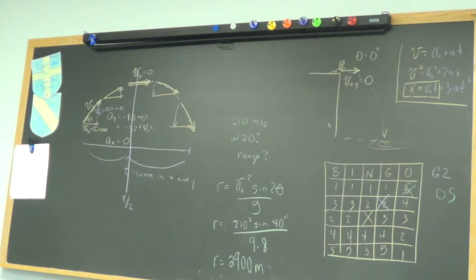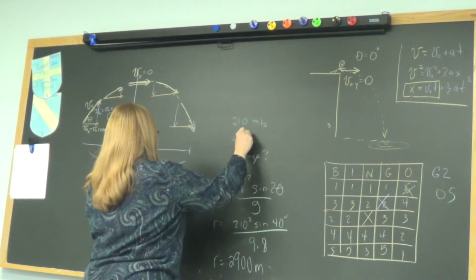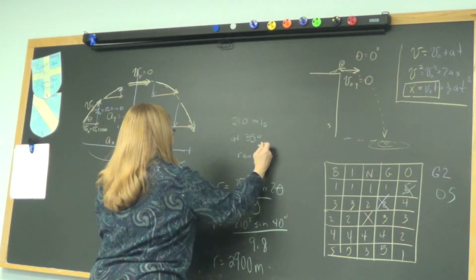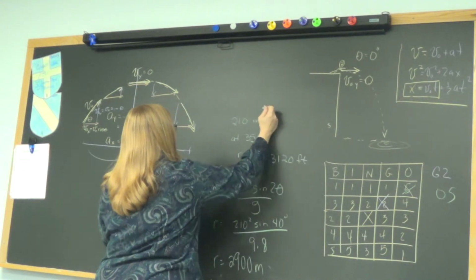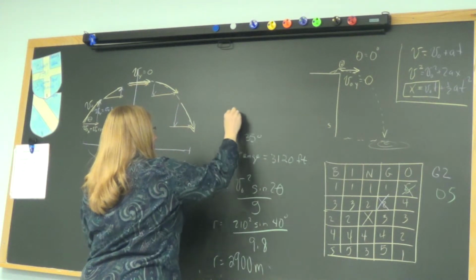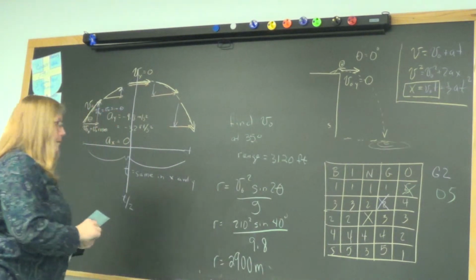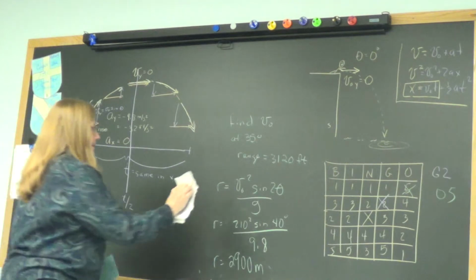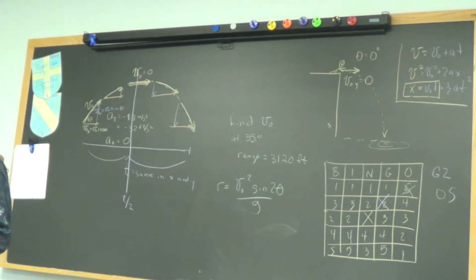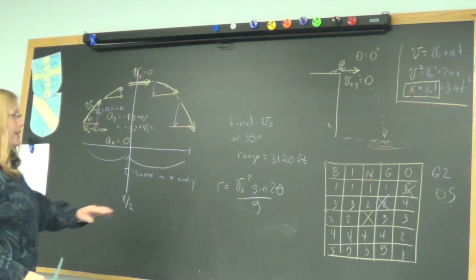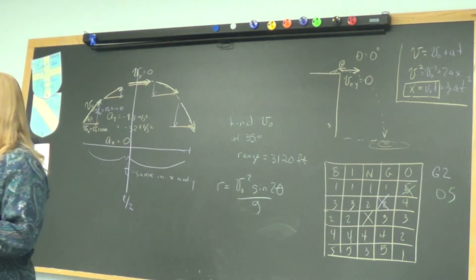Let's use the range equation again and just change the scenario. Instead of 20 degrees, it's going to be at 35. And I know the range. The range is 3,120 feet. And so guess what I'm going to ask for? The initial velocity. So this is our next one. Find the initial velocity in this scenario where we're aiming at 35 degrees and it went 3,120 feet.